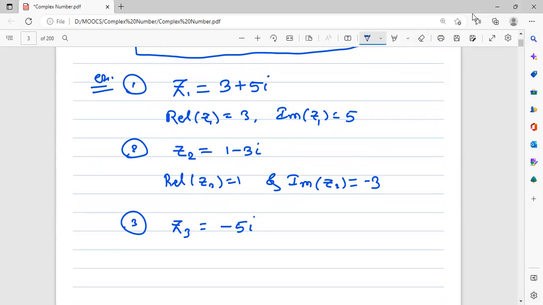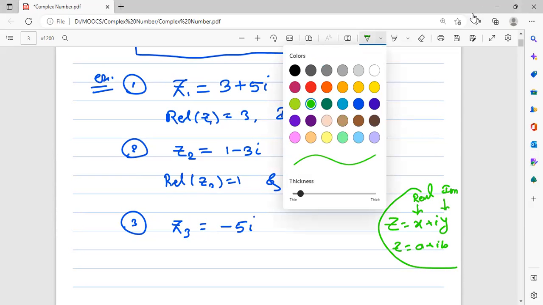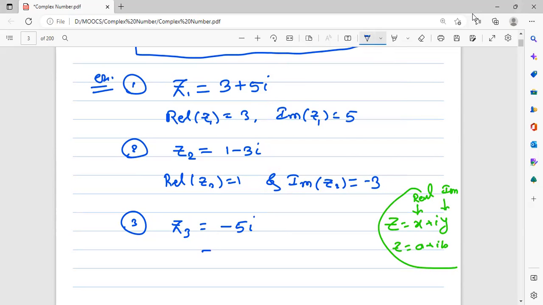Actually, only one part is visible. Any complex number given has two parts, that is, a + ib: a is our real part and b is our imaginary part. But here the given complex number is not in this form, therefore I will try to write it in the proper form: 0 - 5i.